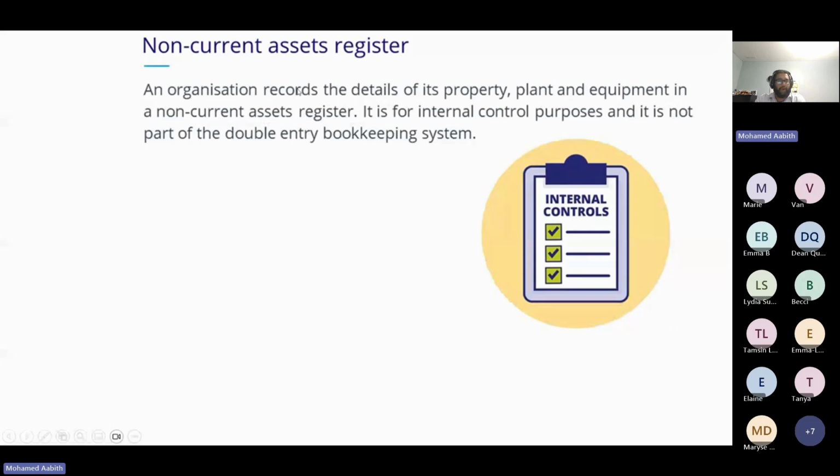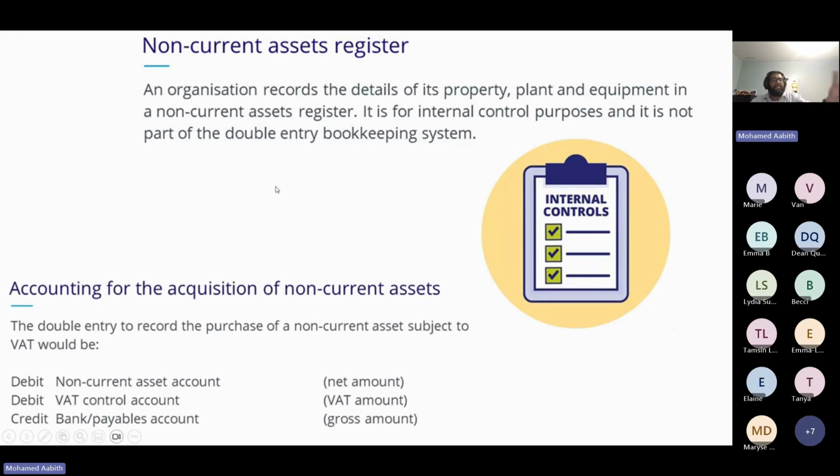So what is a non-current asset register? An organization records the details of its property, plant and equipment in a non-current asset register. This is for internal control purposes. It is not part of the double entry system. That means it's only my stock sheet, an internal control sheet to find out what we have. And then of course, when you acquire a non-current asset, we have to have this particular entry.